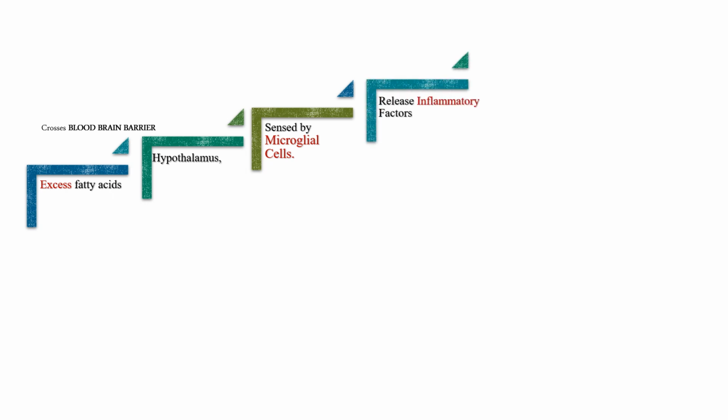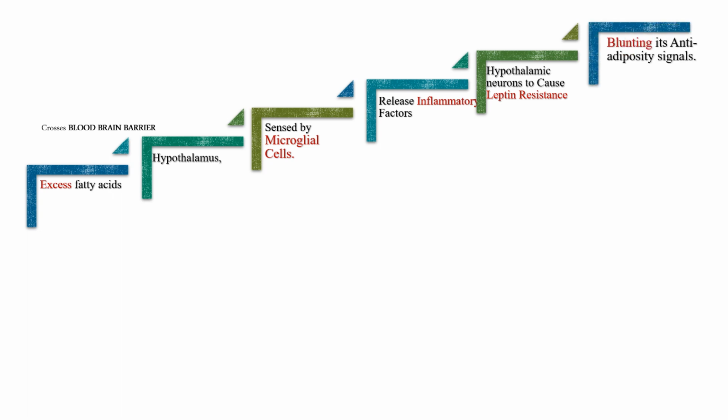So let us understand what happens in obese people with leptin and adiponectin. When you have an excess of fatty acids, these fatty acids will cross the blood-brain barrier and reach the hypothalamus, where they'll be sensed by microglial cells. These microglial cells, in response to these excessive fatty acids, will release certain inflammatory factors. These inflammatory factors will cause hypothalamic neurons to become resistant to leptin, thereby blunting its anti-adipocytic signals.